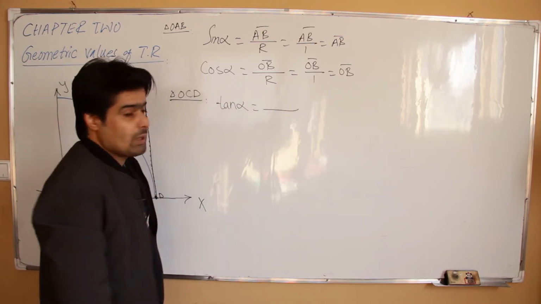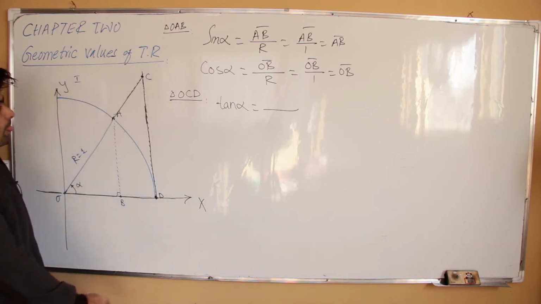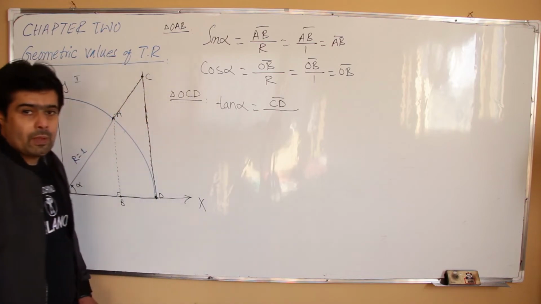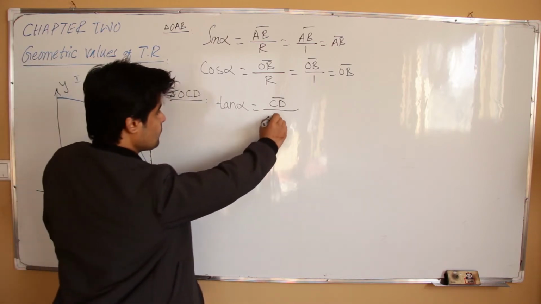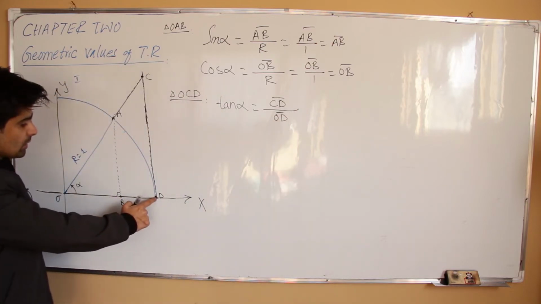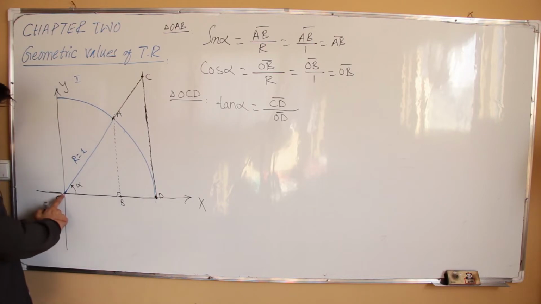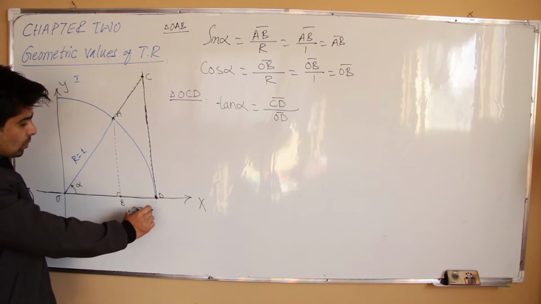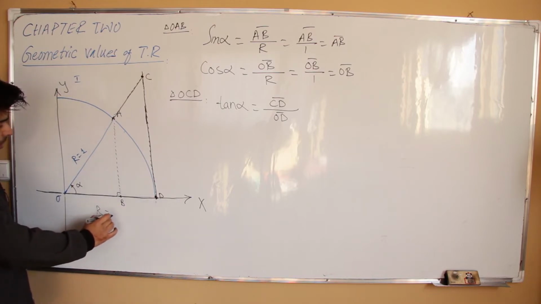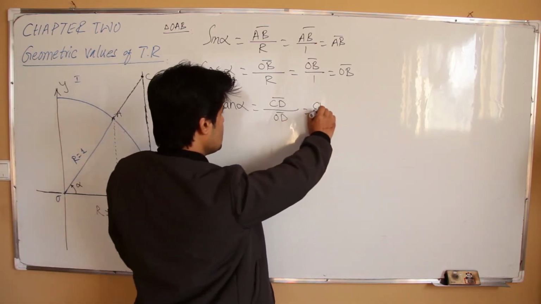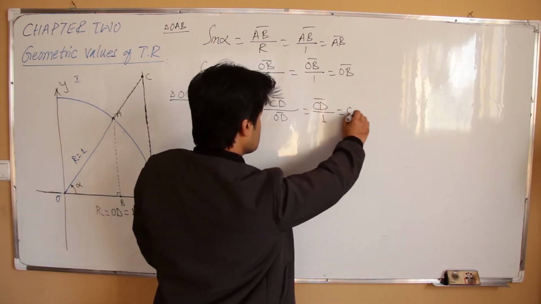Tangent of alpha. What is tangent of alpha? It is opposite, CD, divided by adjacent, OD. What do you think? OD, O up to D, this one is the center joining the circumference. So it's also called R. R is OD and it's 1. So CD divided by 1, which is CD.